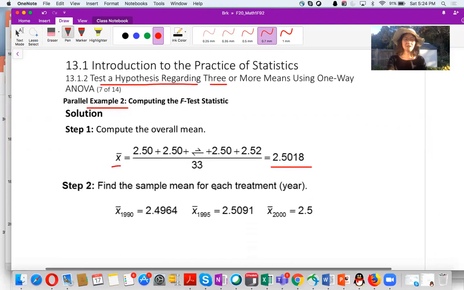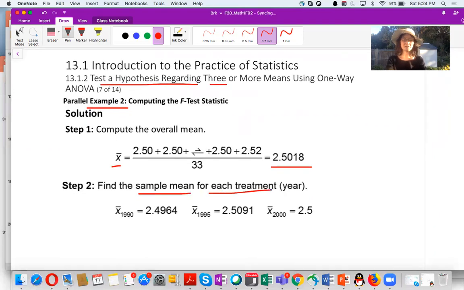Step 2, find the sample mean for each treatment. Remember, we have 3 treatments: 1990, 1995, 2000. Sample 1 average 2.4964, sample 2 average 2.5091, sample 3 average 2.5. Okay, so that is step 2.